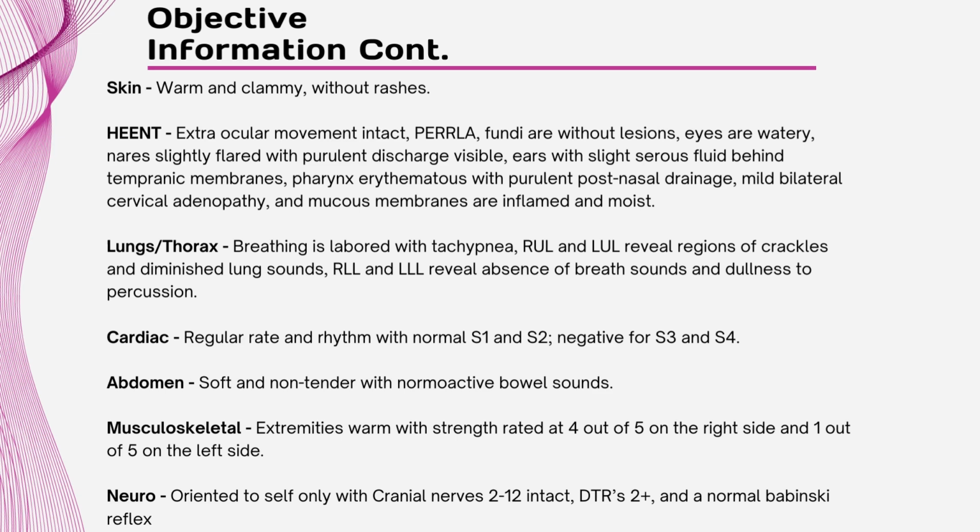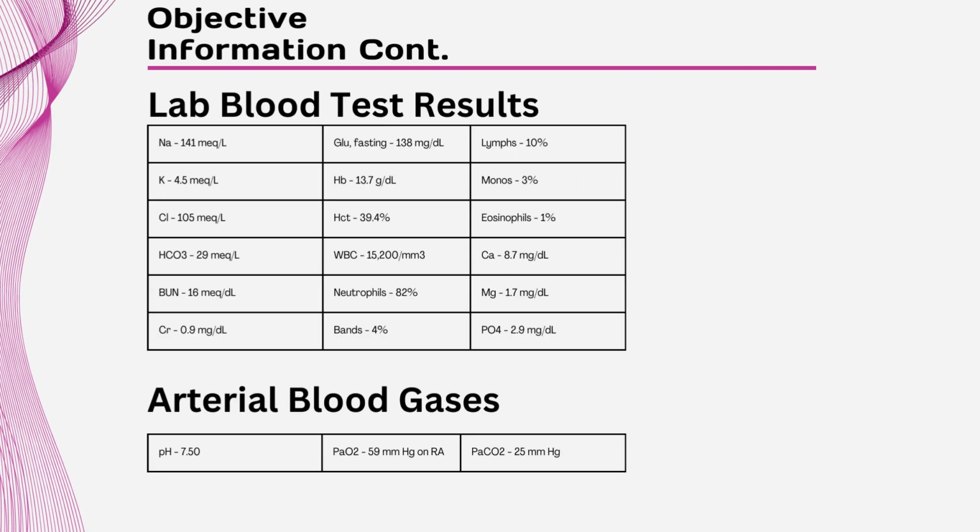Our neuro: she's oriented to self only, which is just different than baseline from the presenting symptoms and the statements of the caregiver. Her cranial nerves 2 through 12, which are accessible, are intact. She's got deep tendon reflexes 2 plus on all of them, and she's got a normal Babinski reflex.